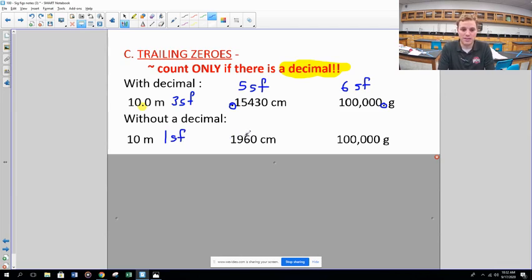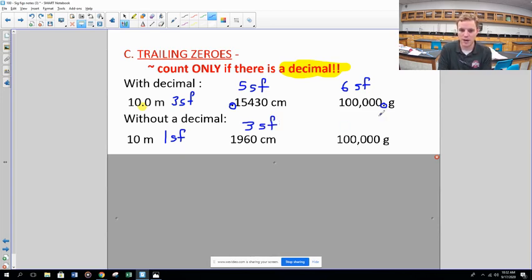So right here, 1,960 centimeters. Again, did they actually measure the 0 at the end here? Was it more like 59 or 61 and they just rounded to 60? We don't know. So we have to assume that they didn't, because they didn't put a decimal saying, hey, I actually measured these. So this only has 3 significant figures, because that trailing 0 does not count as significant.